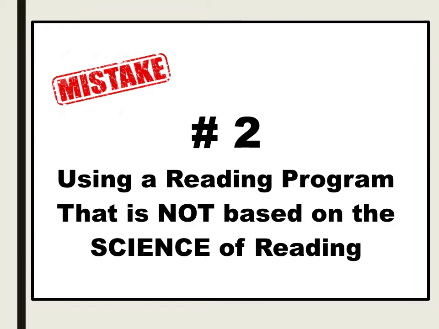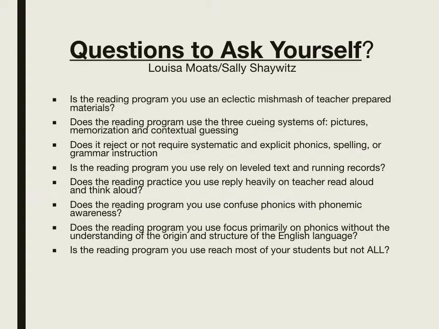The second mistake is using a reading program that is not based on the science of reading. If you're unsure whether or not the approach or the program that you're following is based on the science of reading, just take a look at some of the questions that you can ask yourself. You'll find these questions in the workbook, and you can highlight or circle yes or no. Take a minute to complete this now.